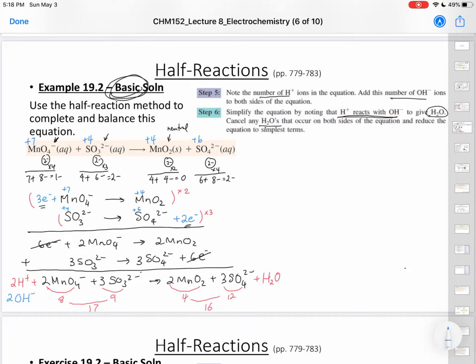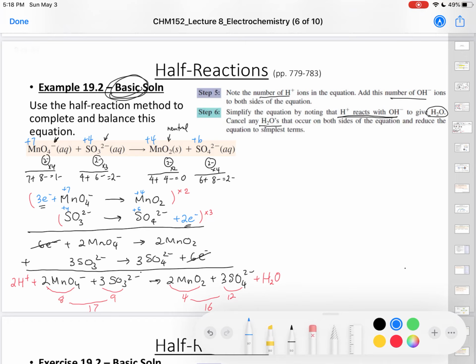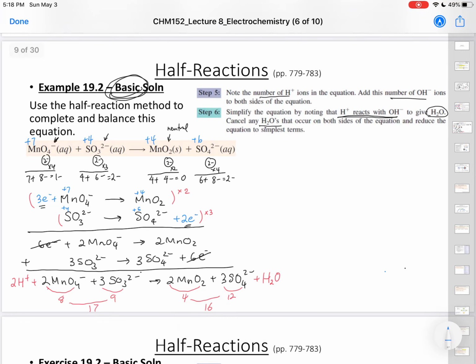Okay? If I do it on the left side, I've got to do it on the right side. Actually, before I even add the 2 OH minuses, take a moment and think about it for a second. The number of hydrogens, oxygens, sulfurs, and manganeses are all the same on the left and on the right side. So if I add 2 OH minuses to get rid of the H pluses, because they will together form water, then I've got to add the same number of oxygens and hydrogens, or 2 OH minuses.